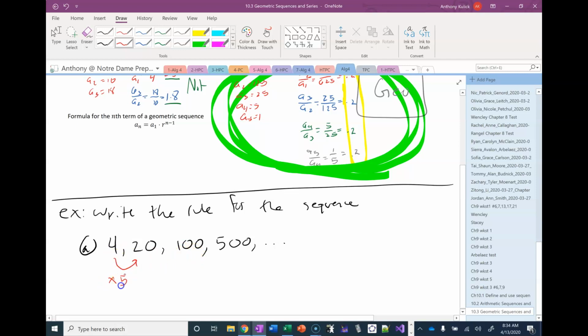To go from 4 to 20, we multiplied by 5. To go from 20 to 100, we multiplied by 5. And to go from 100 to 500, we multiplied by 5. Here we're definitely dealing with a geometric sequence. Now this is a situation where hopefully, looking at these numbers, it would be easy to see that we're just multiplying by 5 at each step.